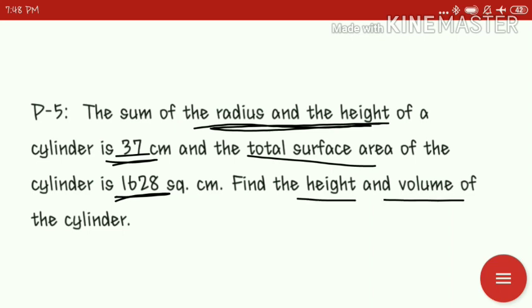That means if we have to find out the height, then we can easily find it from the equation radius plus height equal to 37, and by using the value of the radius and height, we can find out the volume. Okay, so do it by yourself and then come to my solution.